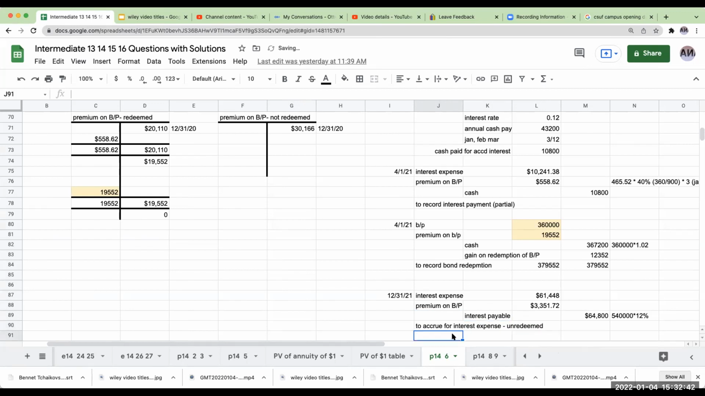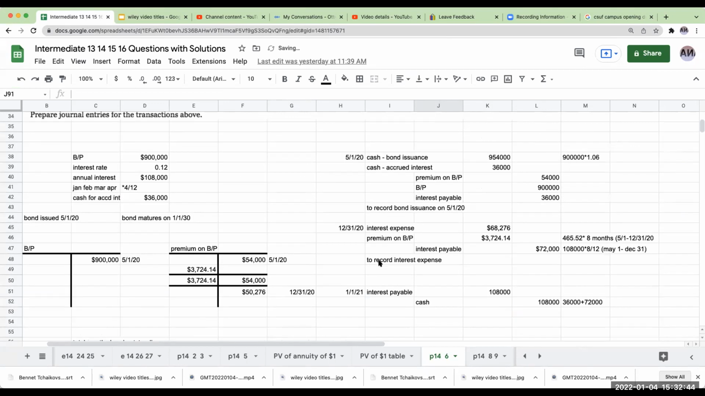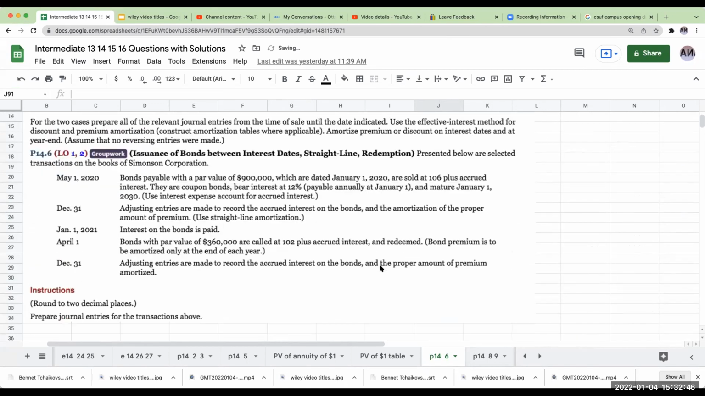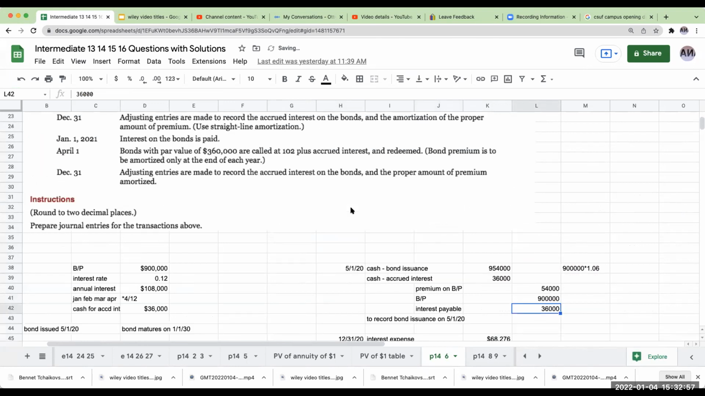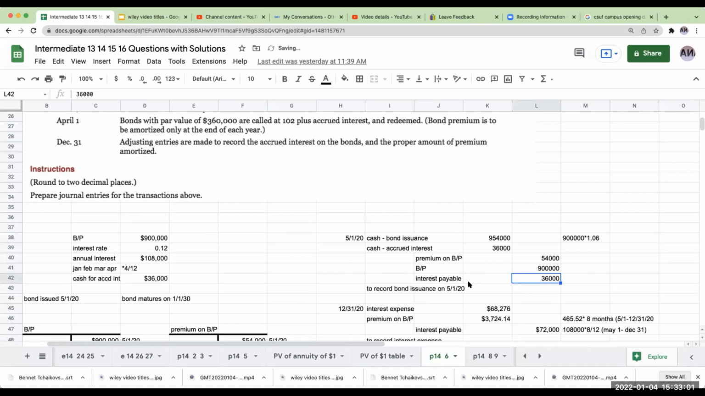Okay, so let's go ahead and take a quick look back at this question. We're doing problem 14-6. We did the initial bond issuance. Now here's my first divergence. I credited interest payable because they said to do it to interest expense, but I don't think that's really right, because I'm getting cash in advance that I'm going to eventually have to pay back.